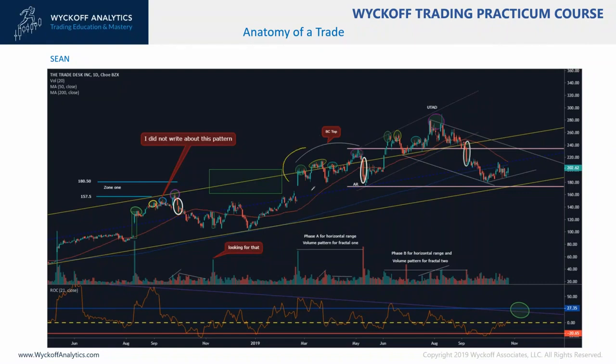Let's eliminate this one right away, because as we're making a slight lower low on the spring right here, we're continuing to the upside. So this looks more like a whole pattern of the reaccumulation rather than a smaller distributional top and then a reaction to the downside. So we're only realistically looking at two.